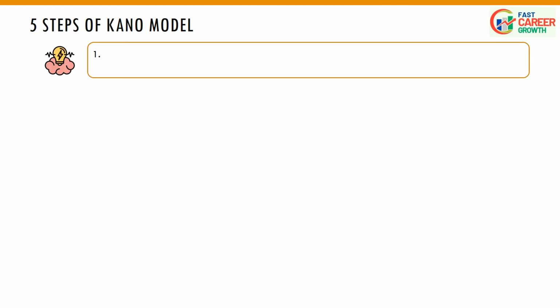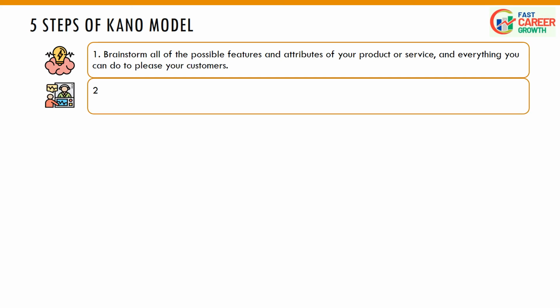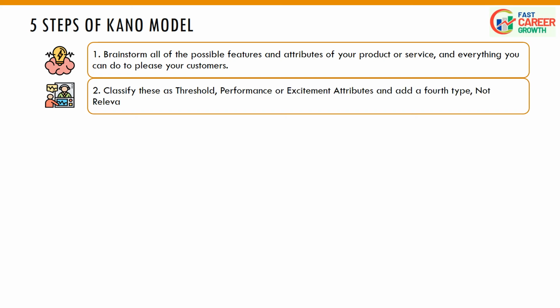Next, 5 steps of the Kano model. Brainstorm all of the possible features and attributes of your product or service and everything you can do to please your customers. Classify these as threshold, performance or excitement attributes and add a 4th type, not relevant. These are the things that don't add value because customers don't care about them.